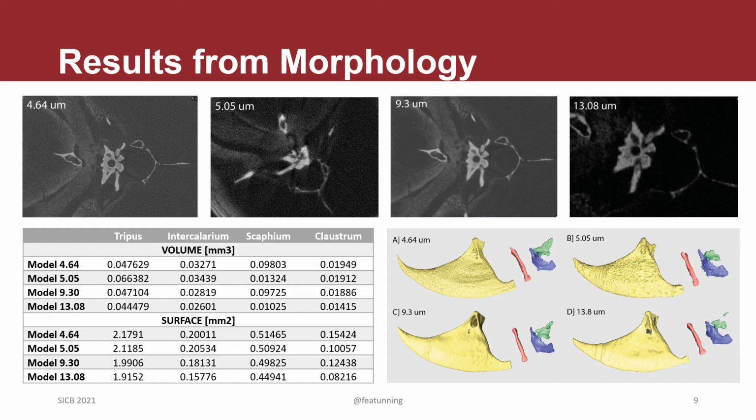Moreover, we computed the basic morphological parameters of the model, volume and surface, from the four different models. In quantitative comparison, there are slight differences between the models in the volume and surface area of each ossicle. There is a general trend towards smaller values in models built from higher resolution data. The most apparent differences can be found in the scaphium. Regions of the scaphium are incomplete in models 505 and 1308.